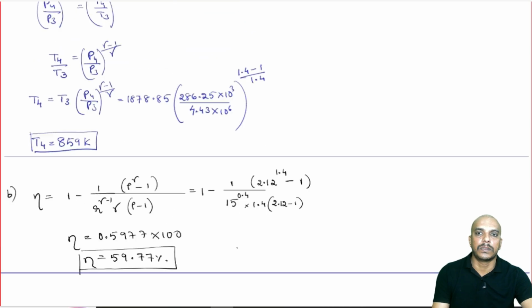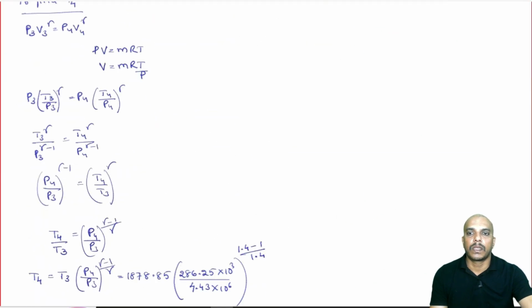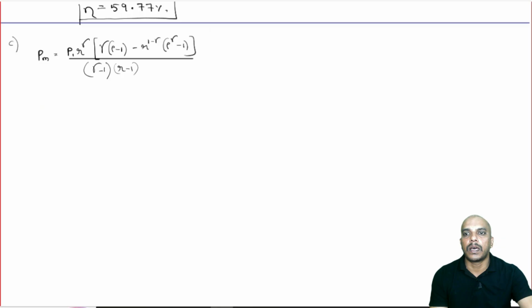Let us go for subquestion C. Now, what is asked in subquestion C? Mean effective pressure. So, mean effective pressure is given by the equation P1 R power gamma. This equation is known to us, which was derived earlier. So, let us calculate mean effective pressure using this equation.